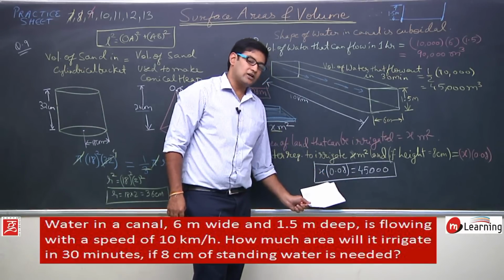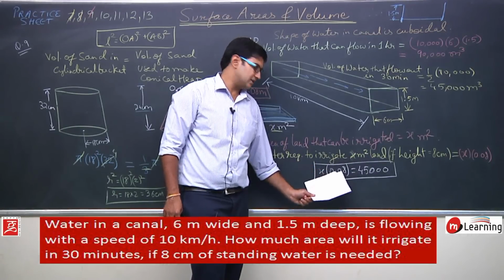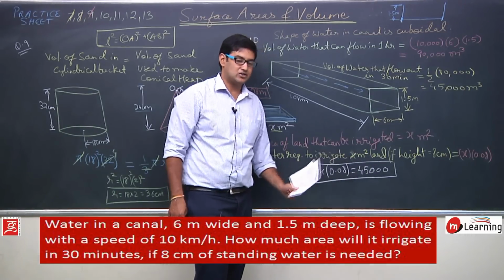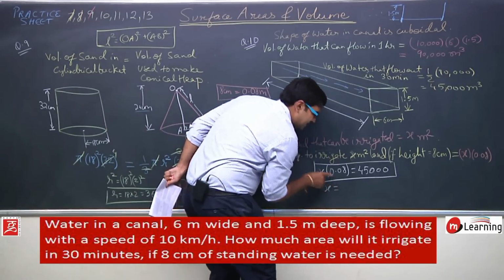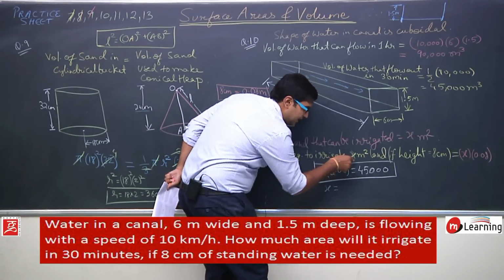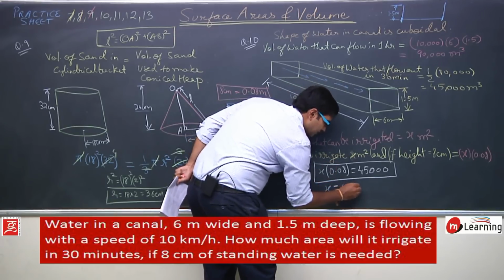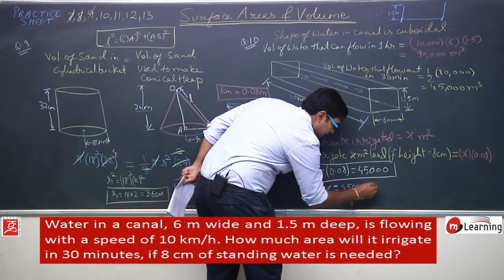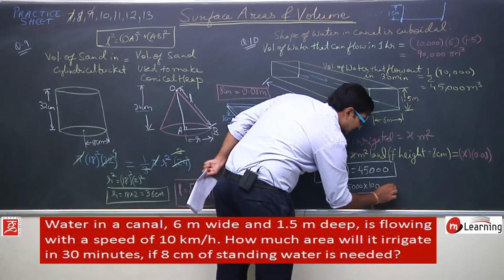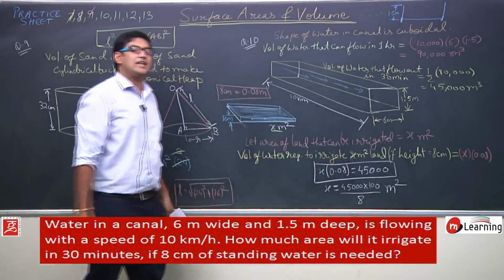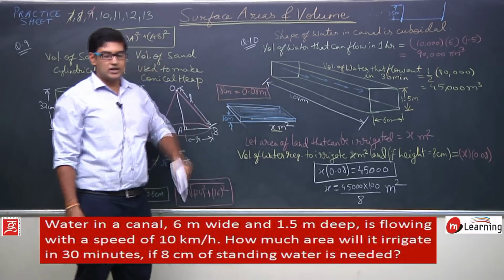This is the volume of water that is required to irrigate x meter square of land if the standing water is 0.08 meters or 8 centimeters. So x is equal to, where x represents the area of this land, 45,000 into 100 divided by 8, in meter square. So this much area can be irrigated using this volume of water in 30 minutes.